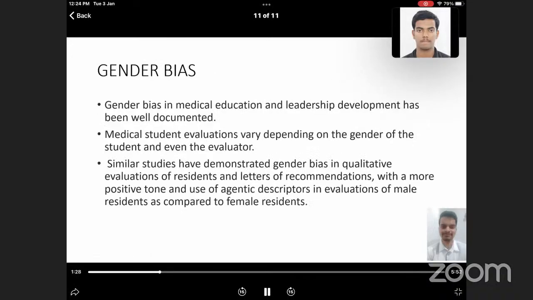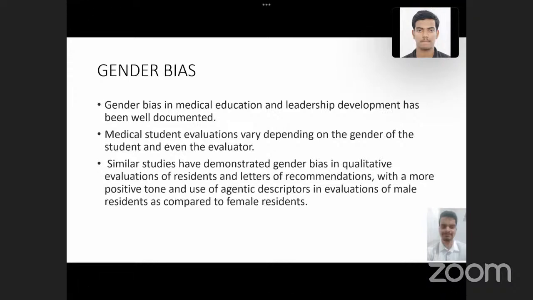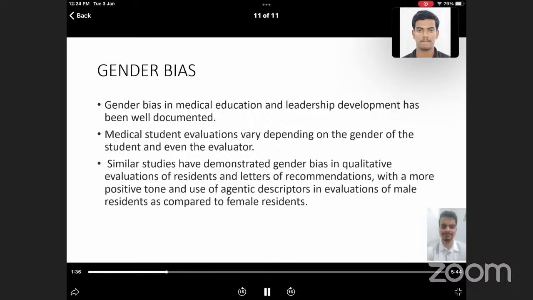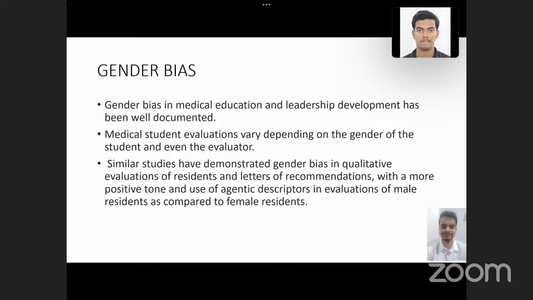Gender bias. Gender bias in medical education and leadership development has been well documented. Similar studies have demonstrated gender bias in quality evaluations of residents and in letters of recommendation, with a more positive tone and use of agentic descriptors in evaluation of male residents as compared to female residents.